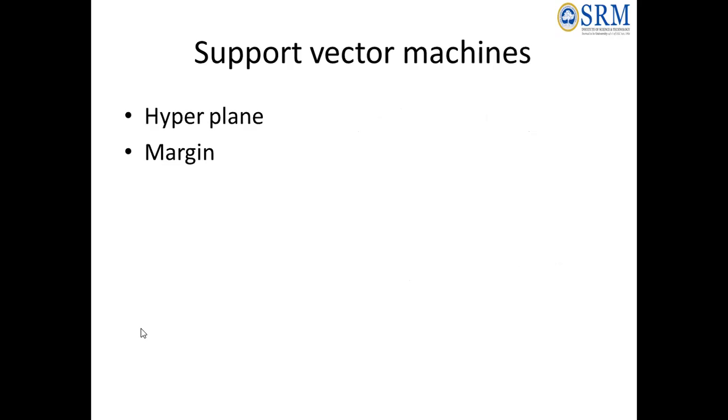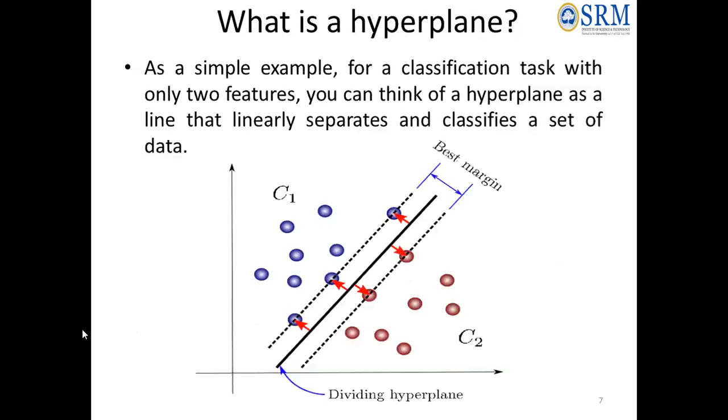And we are going to see about support vector machines. First, we have many scenarios which can show the best hyperplane and the best margin. We can see them one by one.